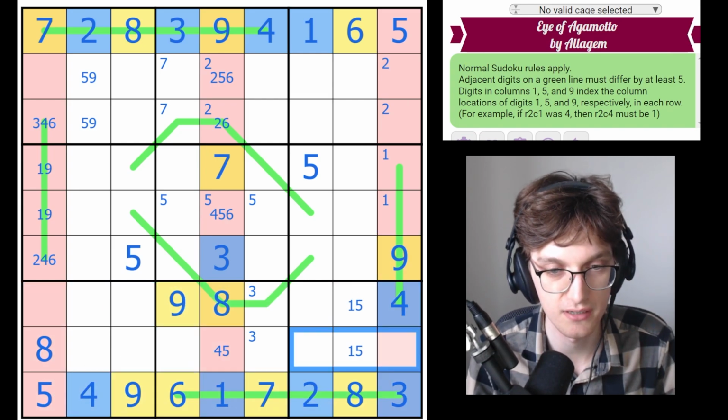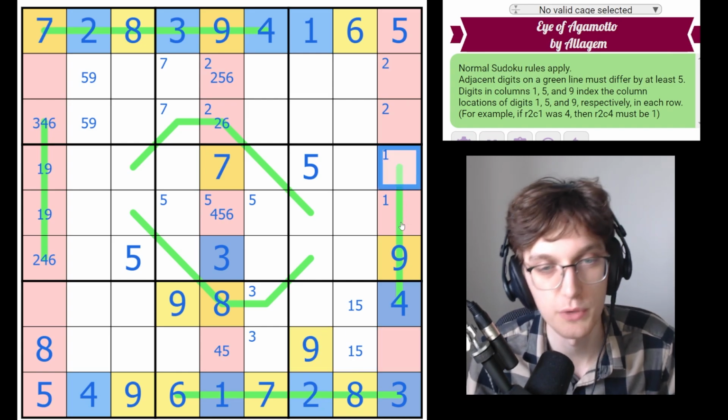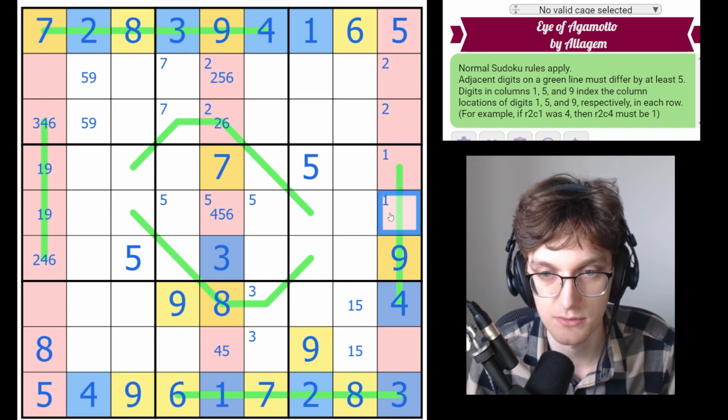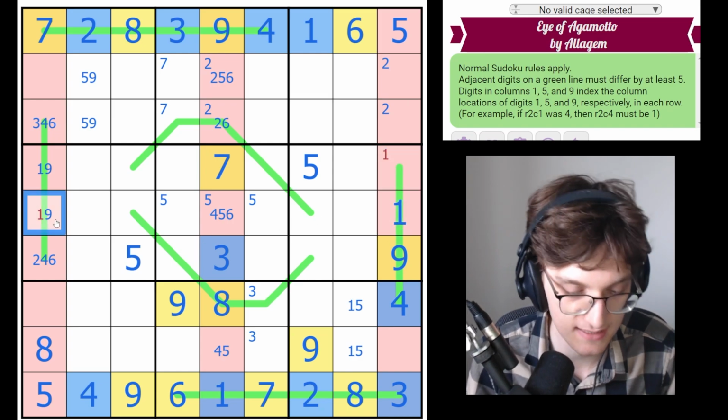It has to be somewhere here. Can't be here. Can't be here. So this is 9. We know that 1 is in one of these 2 spots, but it couldn't be here because this is the low number. So this is 1. It means this is 9 and 1.